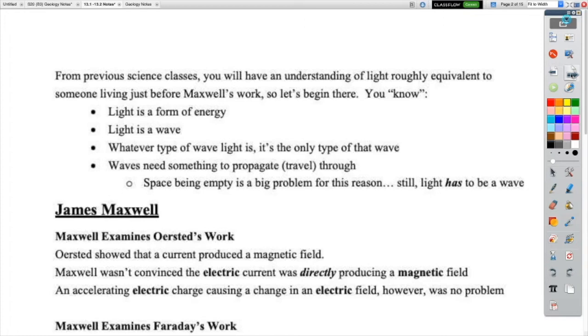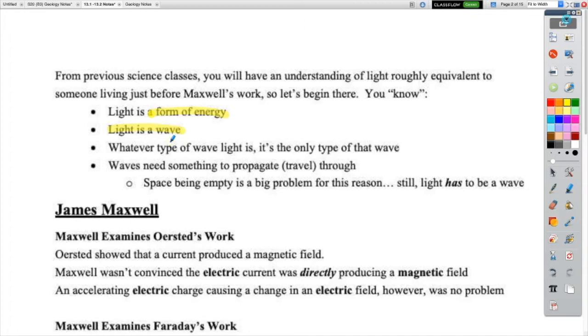Okay, so you've learned that light is a form of energy. In previous science classes, you should have covered that light's a form of energy. It's a wave carrying energy anyway. You've learned that light is a wave. In grade 8 optics, you'd learn that light's a wave, that it's a form of energy. Now, maybe you didn't learn this, you shouldn't have been taught it, but you've probably only ever really thought that whatever light is, it's just light, right?